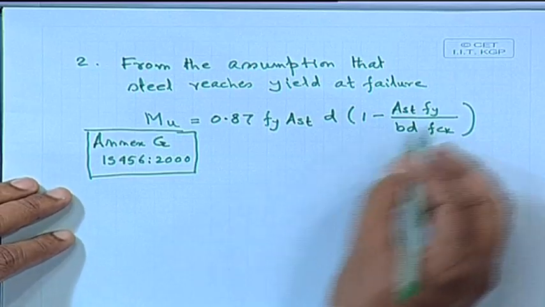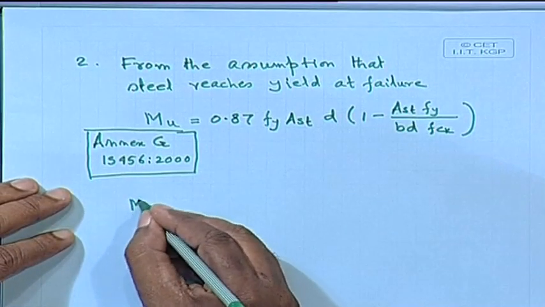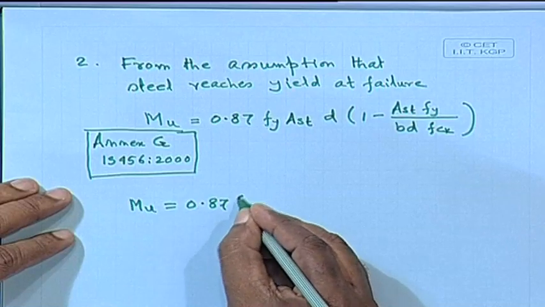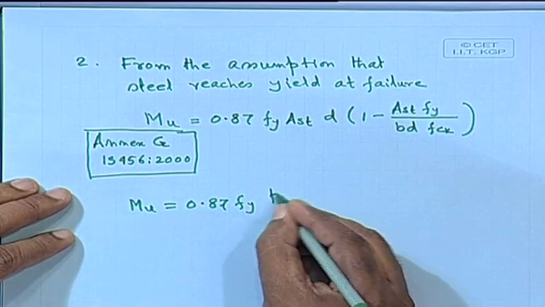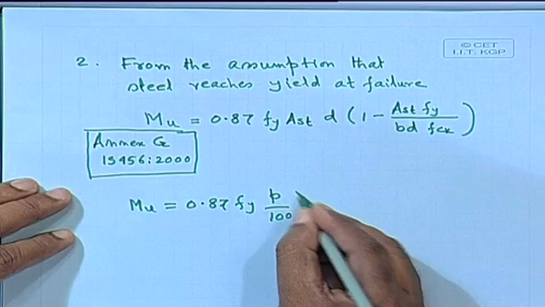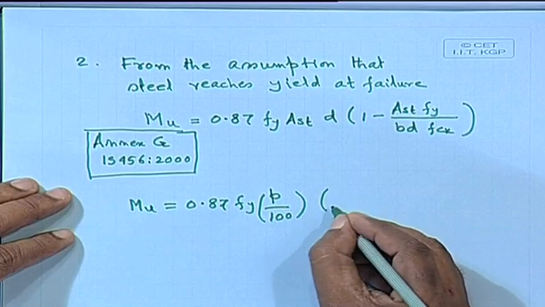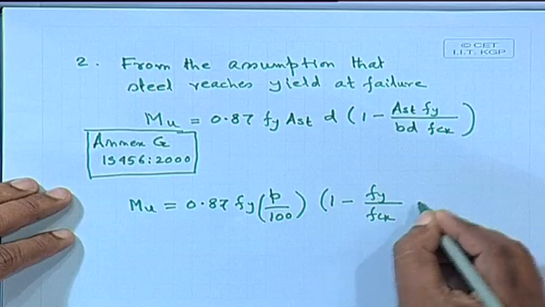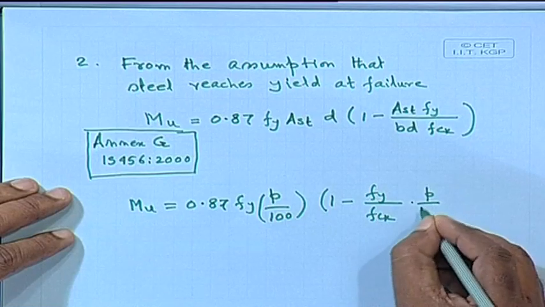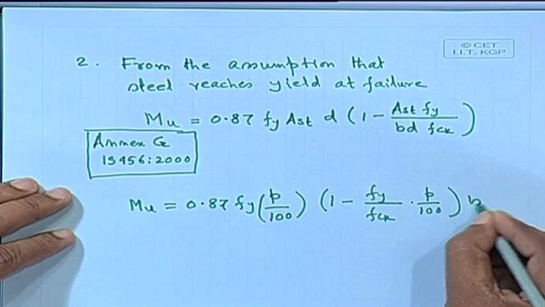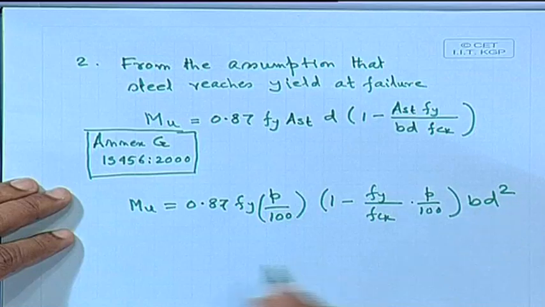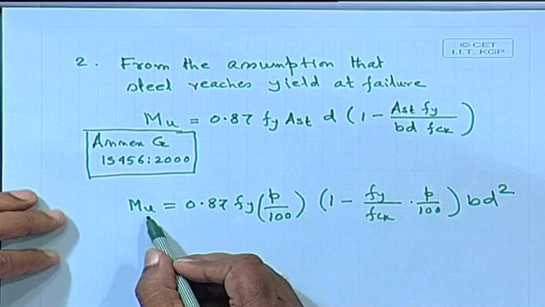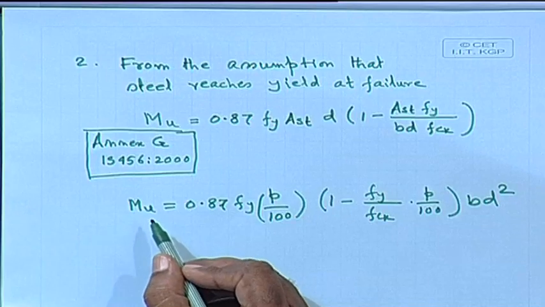We have already derived this expression: Mu equal to 0.87 Fy times p by 100, that percentage of steel is known, (1 minus Fy by Fck times p by 100) b d square. If we know the percentage of steel, from there we can find out that Mu also.